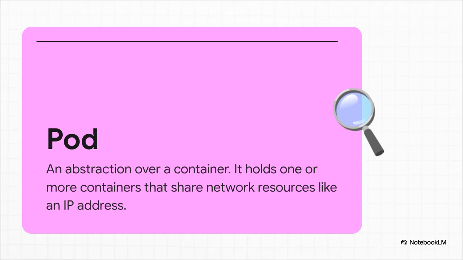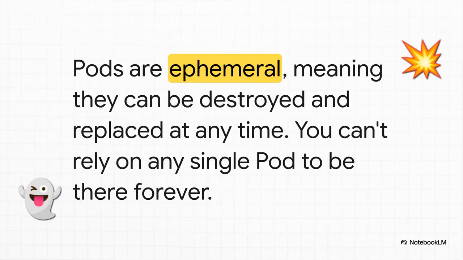One container, one pod. And here is the absolute key to understanding all of this. Pods are treated as completely disposable. They're ephemeral. They can crash, they can be terminated, they can be replaced by Kubernetes at any second. And that means you can never, ever rely on a single pod to be there forever.